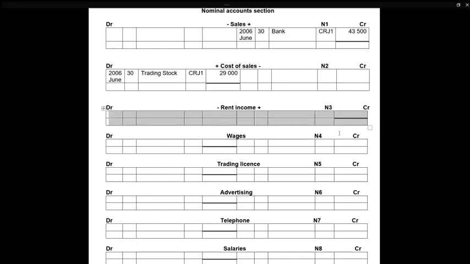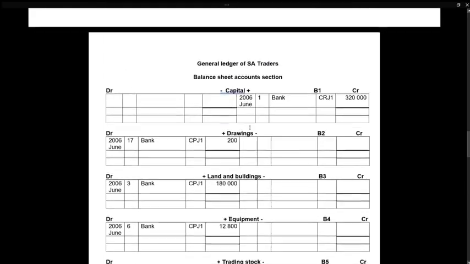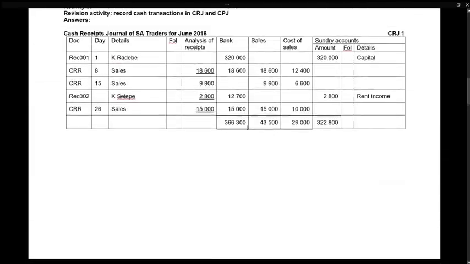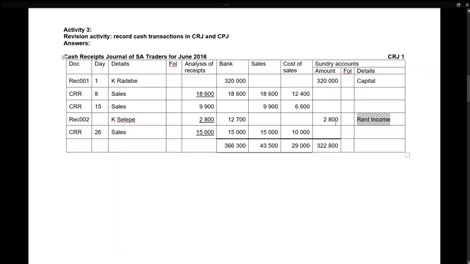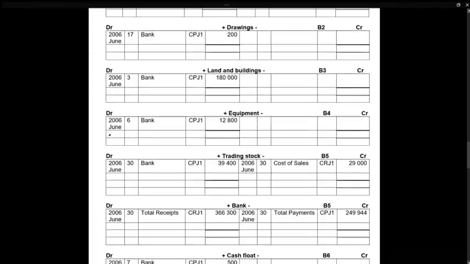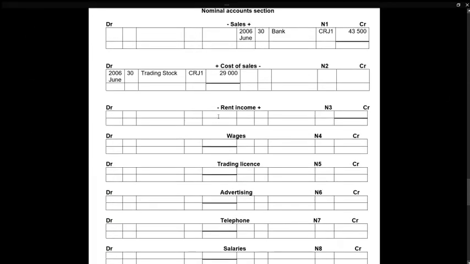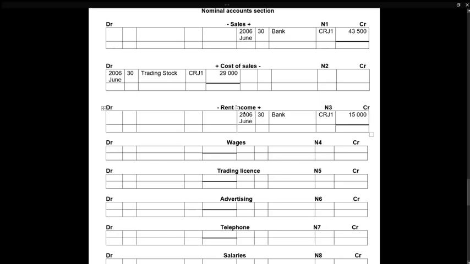Bold off from the beginning. Let's go and see where we receive rent income. It can only be in my cash received journal, so I'm going to go straight there. Rent income, okay, 2,800 Rand. It took place on the 15th. Alright, let's go and fill that in. Where did I get this information? Cash received journal number 1 took place on the 30th. My details will be bank, 2006 and June.